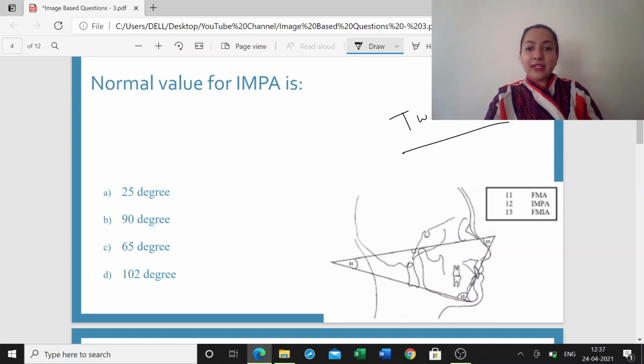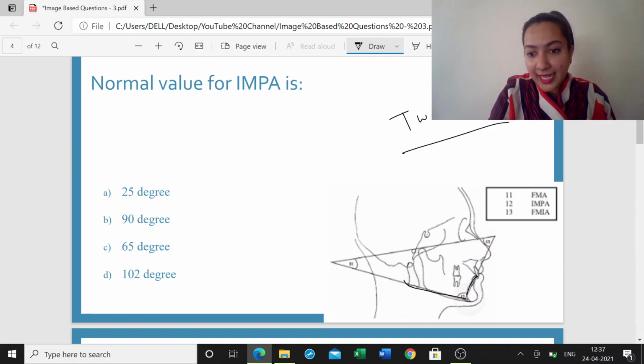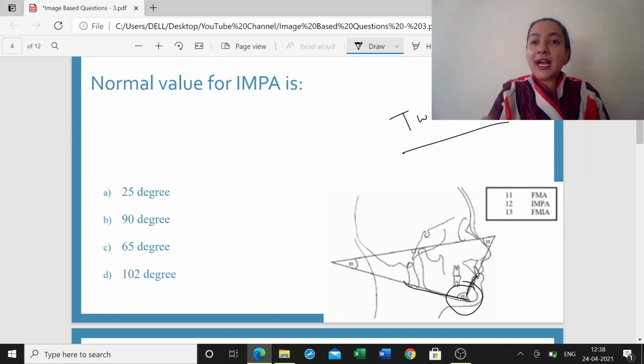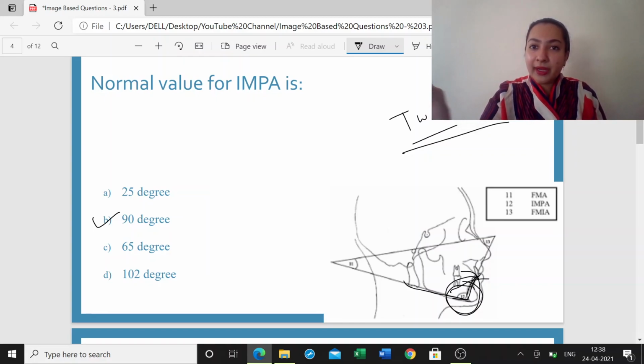So Tweed's triangle has given IMPA, which stands for incisor mandibular plane angle. So this angle is IMPA, and the normal value for IMPA is 90 degrees. It means your lower anterior teeth should be upright. They should be standing here at 90 degrees for a balanced occlusion. Right? In case my angle increases, it is indicative of lower incisor proclination. In case my angle is less, it indicates lower incisor retroclination. So please remember, the normal value for IMPA is 90 degrees. IMPA is this angle which was given by Tweed.